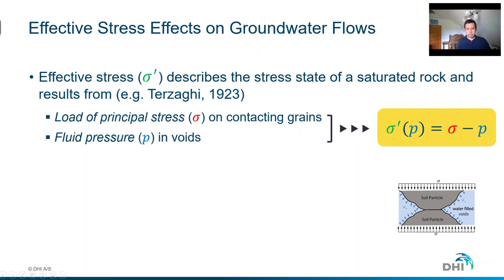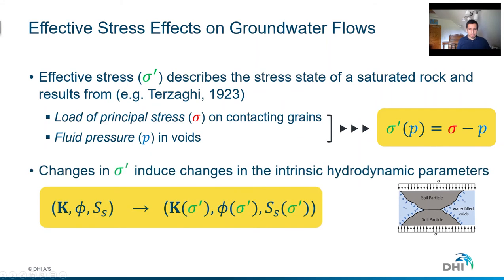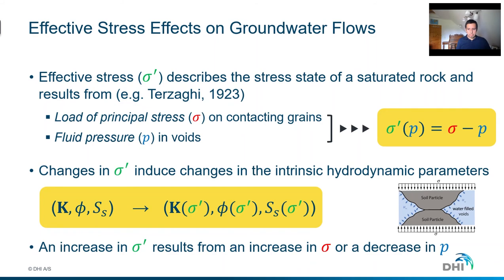Pressure in FEFLOW is a secondary parameter because we first simulate and calculate hydraulic head. Pressure is derived from the information of hydraulic head. Changes of effective stresses induce changes in the intrinsic hydrodynamic parameters. Specifically, effective stresses are going to modify the conductivity of the porous media, porosity, and storage coefficient. An increase of effective stresses is basically driven by a decrease of the pore pressure.